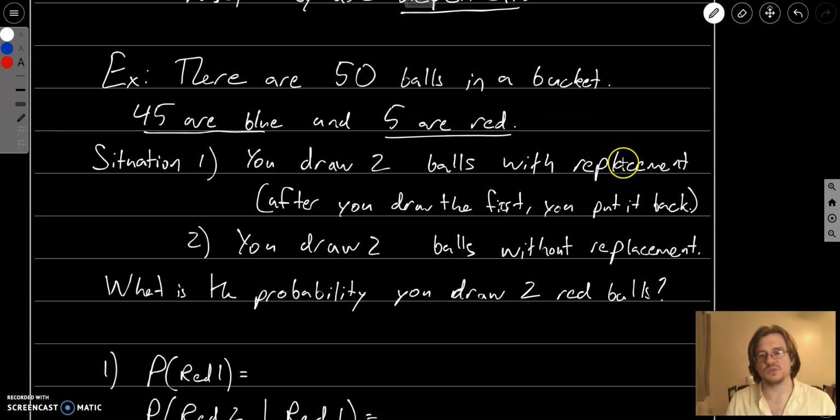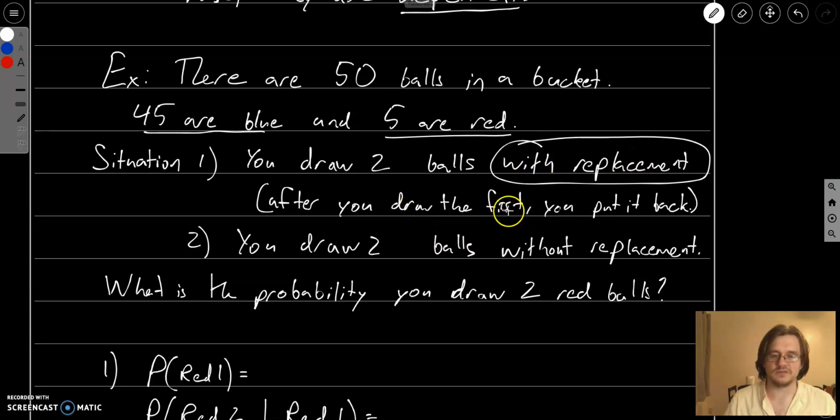So there are 2 ways that we could draw 2 balls out. Maybe we've paid for 2 tickets to attempt to win a prize here. We could either draw a ball out, look at it, and then put it back, mix it up, and then draw a new ball. So this is called with replacement. After you draw the first ball, you put it back. So when we're talking about something with replacement, we sort of reset everything after the first go.